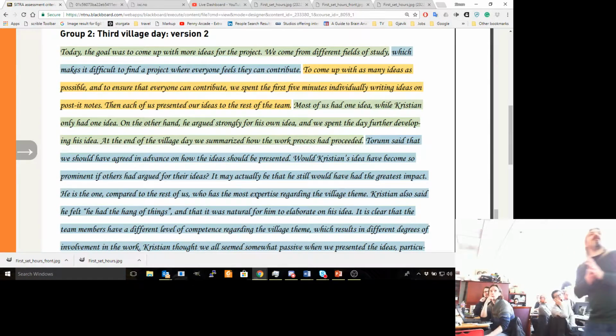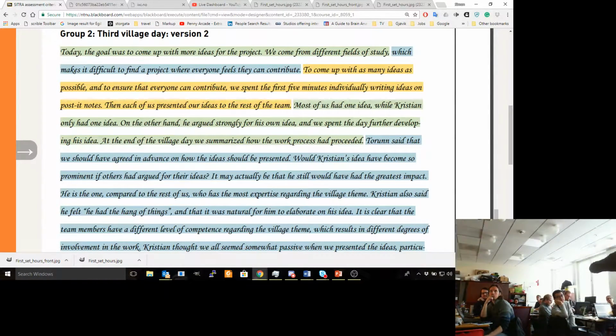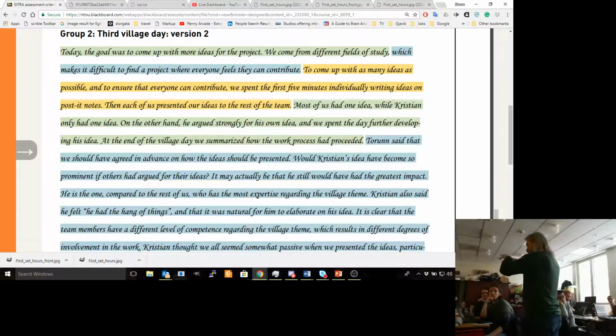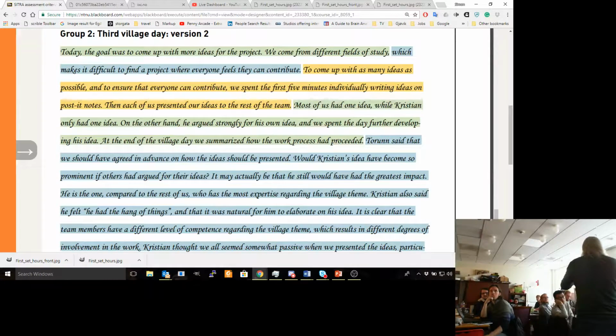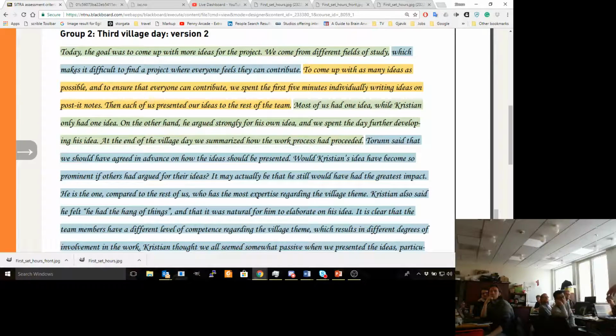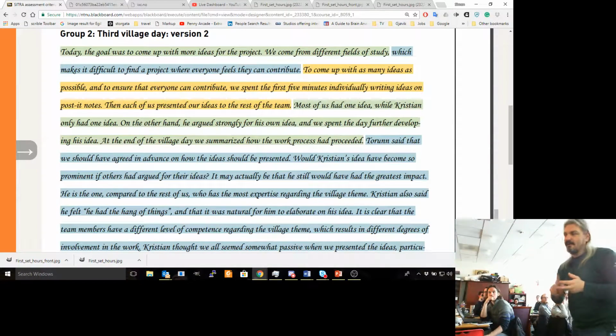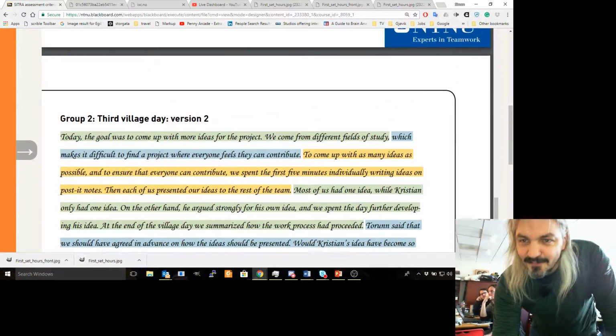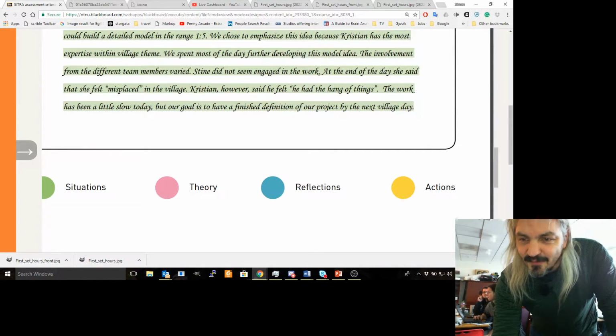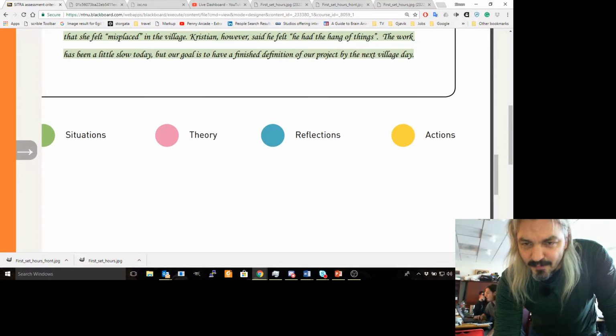Right. So here, what they've done is they've taken their writing, and what we generally do with the SITRA exercise is we get you guys to get a shared reflection piece of writing, a reflection on a situation that happened. And then we go through and we get you all individually to decide what parts are which category: green is someone talking about a situation, yellow is action, blue is reflections, red is theory.